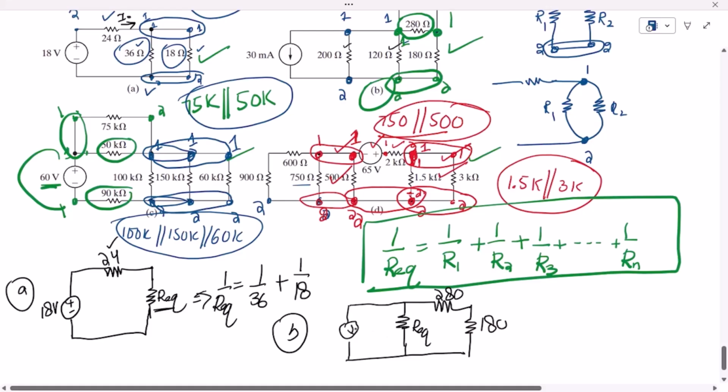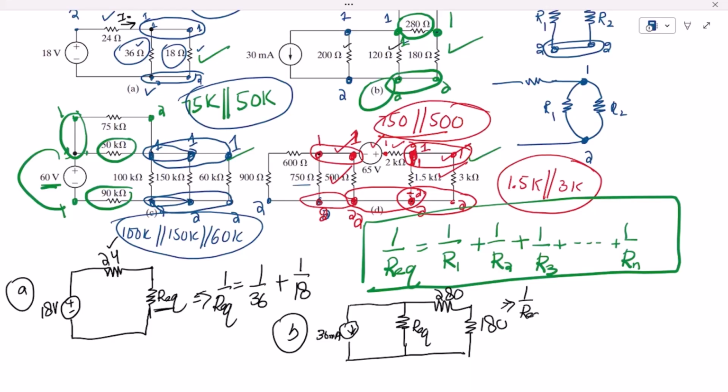This is the current source of 30 milliamps. In order to find the value of R equivalent, here again it will be 1 over R equivalent, and the values of the resistors are 200 and 120. These are in parallel, so 1 over 200 plus 1 over 120, and then finding the reciprocal, because you can see that this is 1 over R equivalent, you will find the answer. So this is for part B.